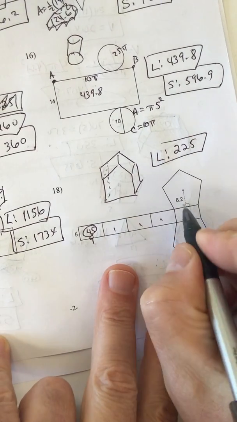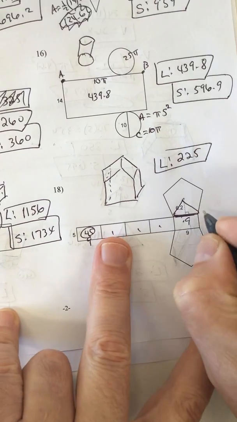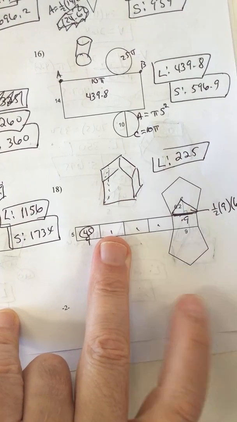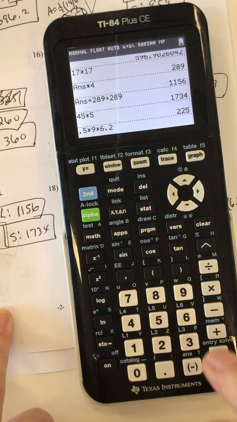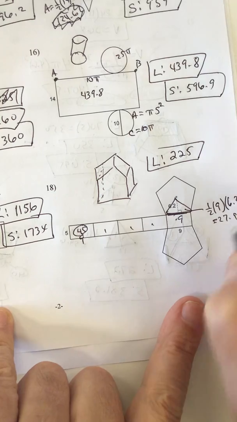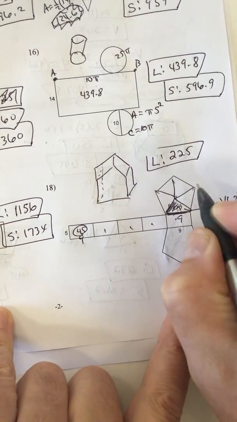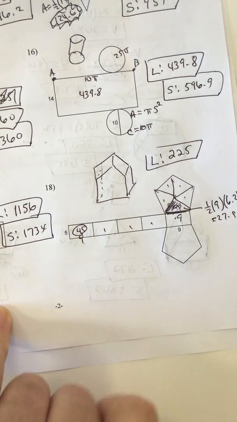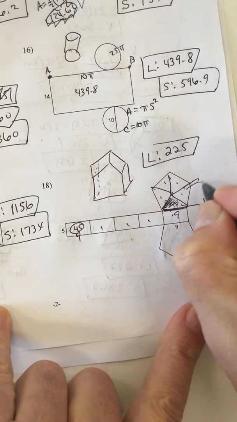Now we've got to add in the lids. That's a base of 9 with a height of 6.2. So the area of that is 1/2 base times height, 27.9. But that's just this piece. There's 1, 2, 3, 4, 5 of them. So if one of them is 27.9, times 5, 139.5 is the whole thing.